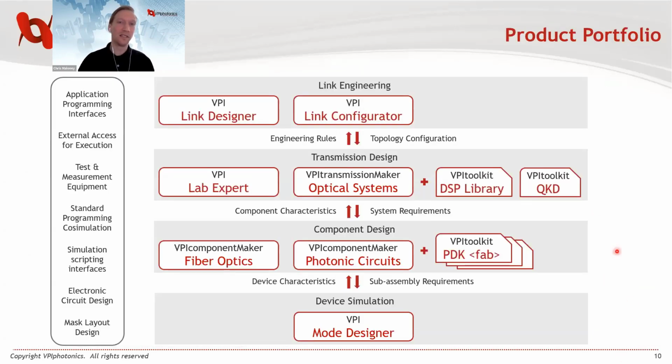So this shows a glimpse into our product portfolio, what we offer, and you can see these different abstraction levels represented here. I'm not going to go through all of these, but today we're going to be focusing on this VPI Transmission Maker optical systems tool. Within that, we have our own DSP algorithms, but I want to point out we also have an additional VPI toolkit for a DSP library, which was developed at Fraunhofer HHI for some additional DSP algorithms as well.